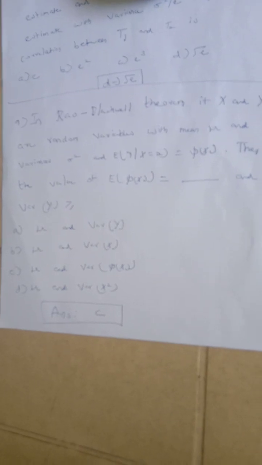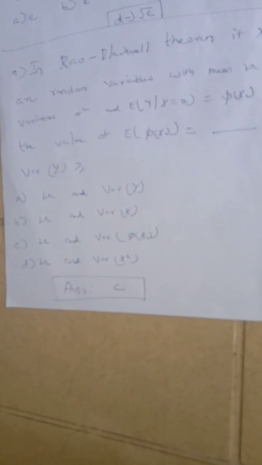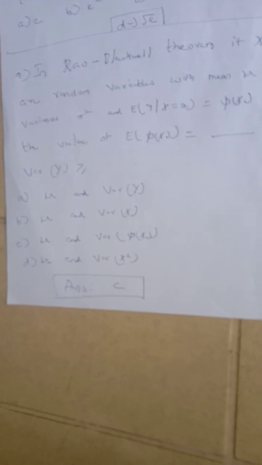Question number 9. In the Rao-Blackwell theorem, if x and y are random variables with mean mu and variance sigma square, and expectation of y given x is equal to pi of x, then the value of expectation of pi of x is equal to dash and variance of y is greater than or equal to dash. So the expectation of pi of x is mu, and variance of y will be greater than or equal to variance of pi of x. The correct answer is option C. Let us move to the last question of this video.